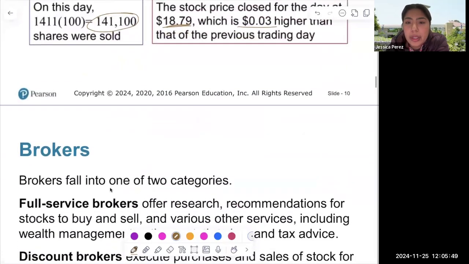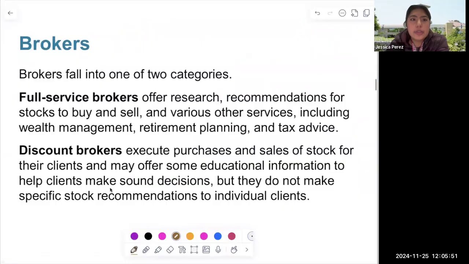There could be different types of stock tables where you need to learn how to read the tables. We also have brokers. Brokers fall into two categories. There are full service brokers who offer research recommendations for stocks to buy and sell and offer other services, including wealth management, retirement planning, and tax advice. So brokers have different services, anything that deals with financial planning.